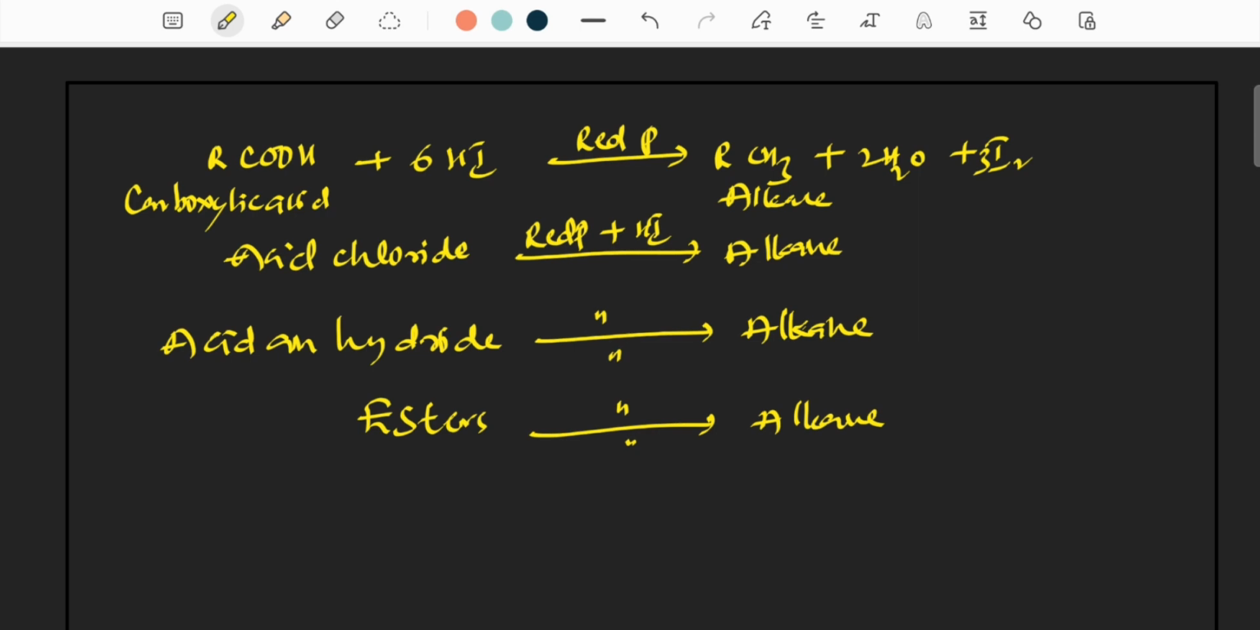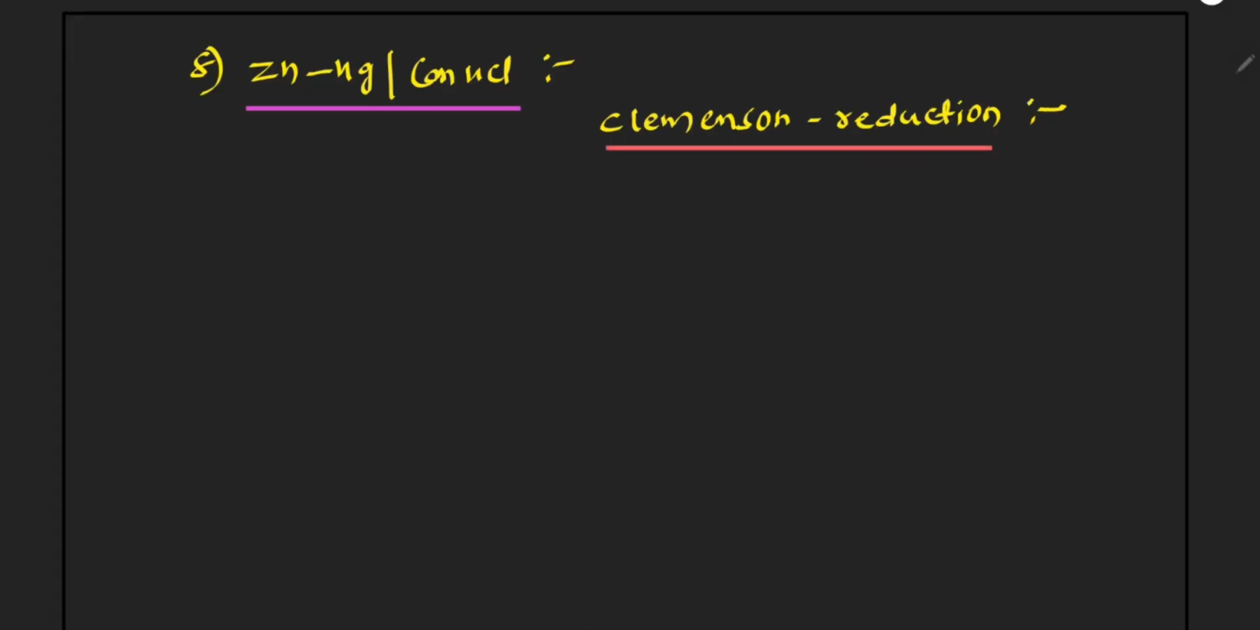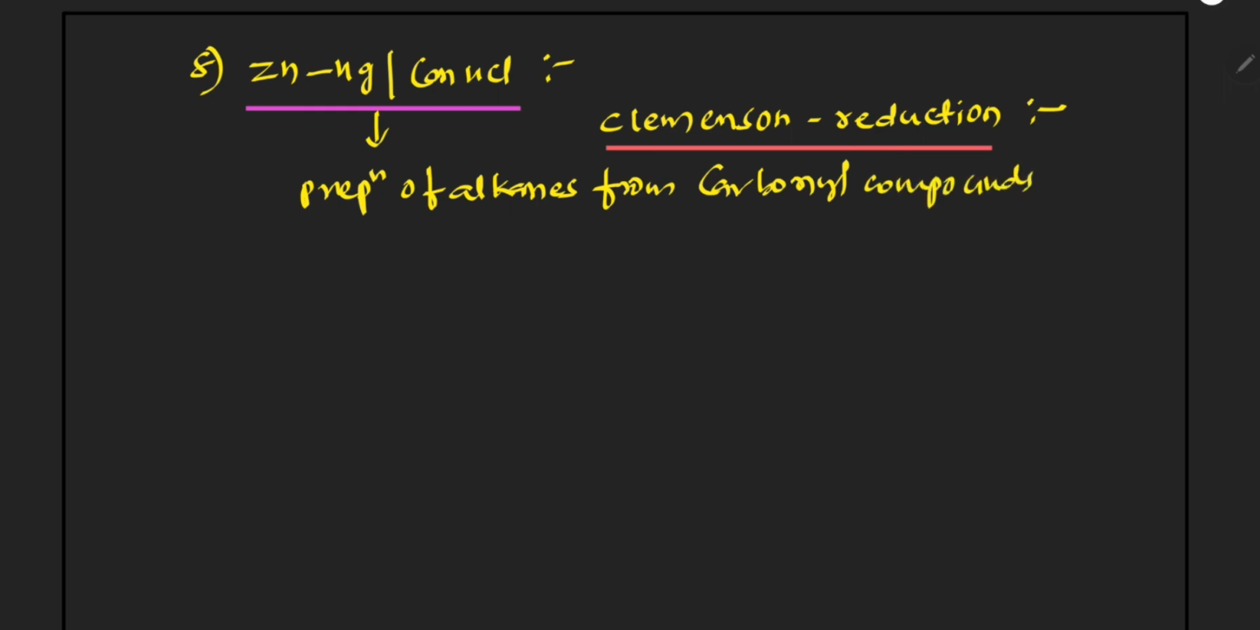Let's move on. Next reagent: zinc amalgam in concentrated HCl. The next reagent is zinc amalgam and concentrated HCl. It is a Clemmensen reduction. It is mainly used for the preparation of alkanes from carbonyl compounds.